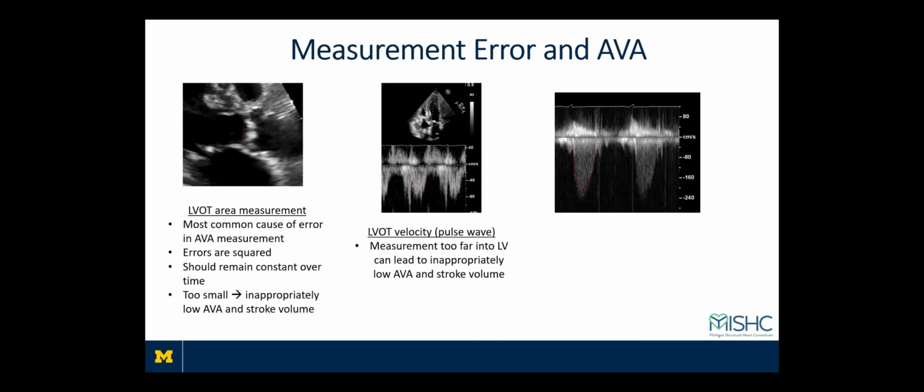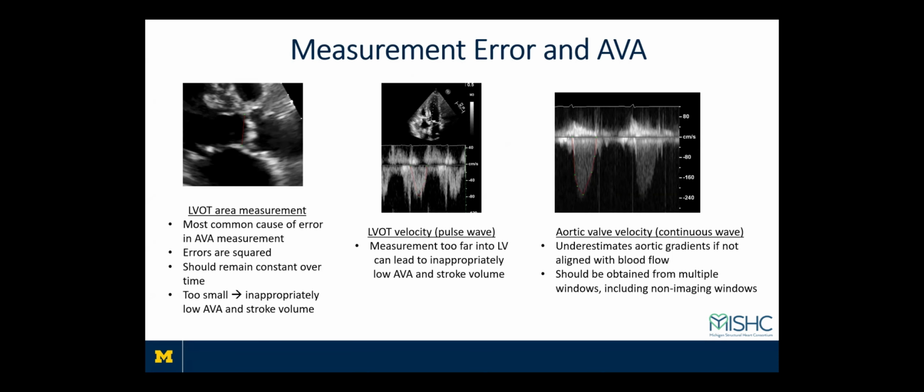So pulse wave Doppler, which we discussed earlier, where we're trying to sample the velocity of blood just under the aortic valve. This can also lead to faulty measurements, especially what I see oftentimes is the pulse wave sample is not quite close enough to the aortic valve. It's too low into the left ventricle. And this can inappropriately decrease the velocity, which can result in a low aortic valve area and a low stroke volume.